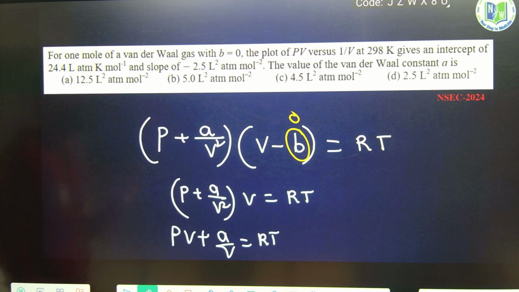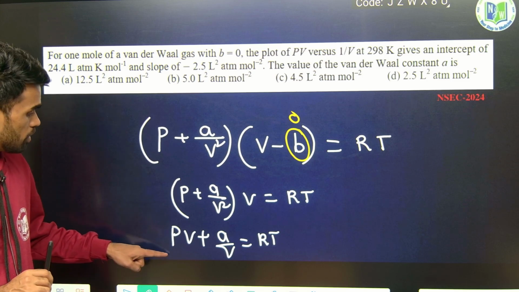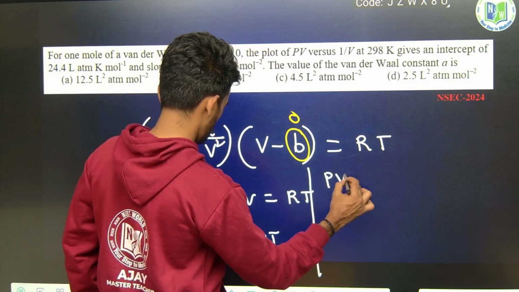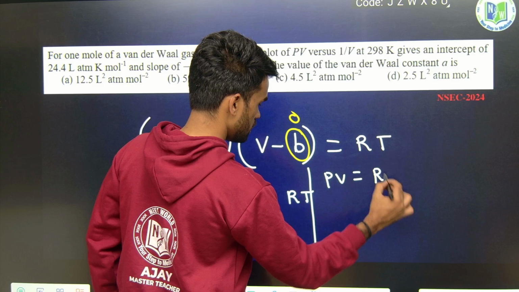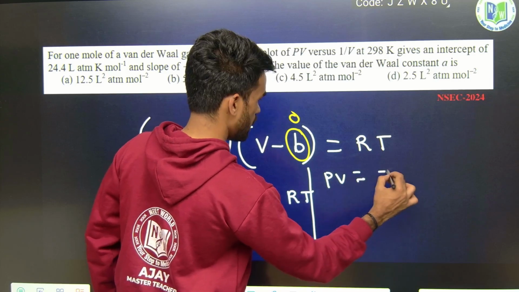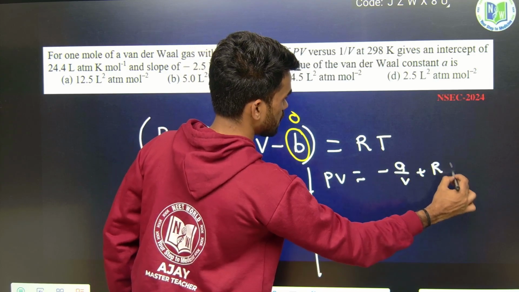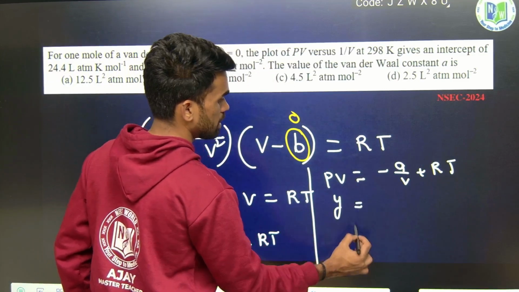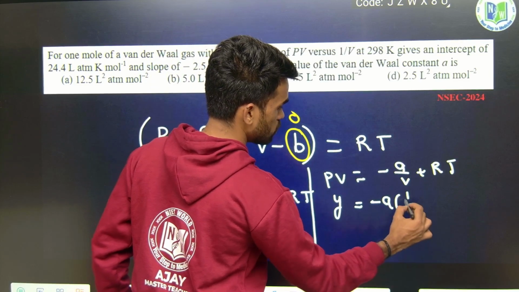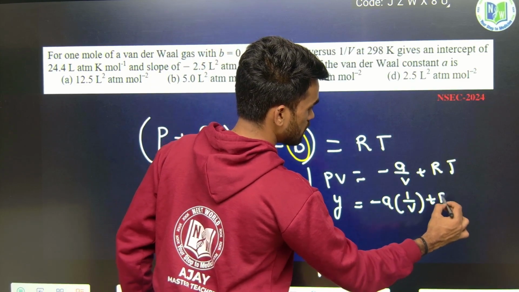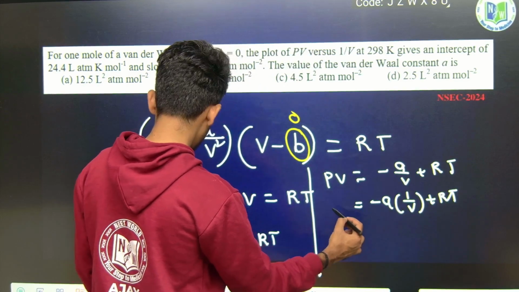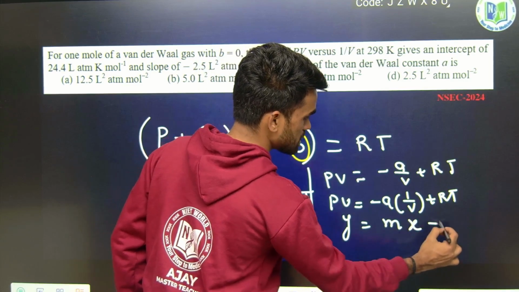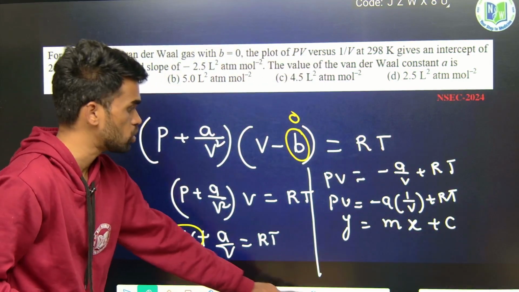Next, they have drawn a plot of PV versus 1 by V. So I can write PV equals RT minus A by V. If I rearrange this, it is something like PV as Y, and minus A into 1 by V plus RT. So PV is on the Y axis, and we can expect an mx plus c graph from here. Try to draw that graph.